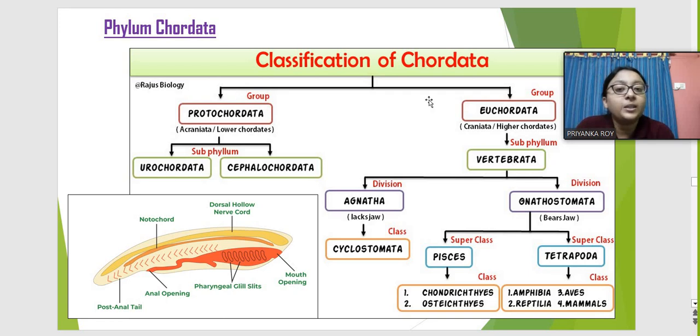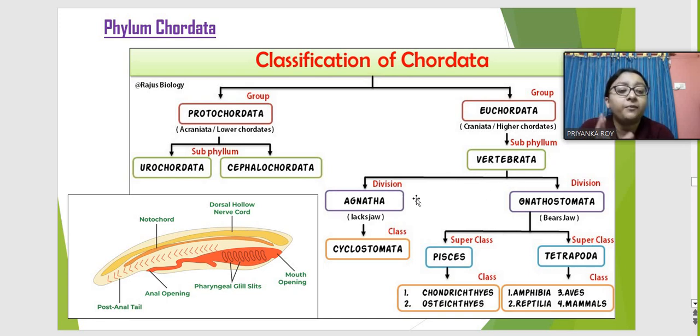So this phylum has been divided broadly into two parts, protochordates and euchordates. Protochordates, as you can understand from the name, are primitive chordates, lower chordates, and these are Acraniata, which means they lack a skull or a brain box, as we can call it. They lack this cranium. But in euchordates, there is the presence of cranium, and they are known as higher chordates. So the protochordates are divided into two subphyla, Urochordata and Cephalochordata. And the euchordates form one big subphylum, which is known as Vertebrata.